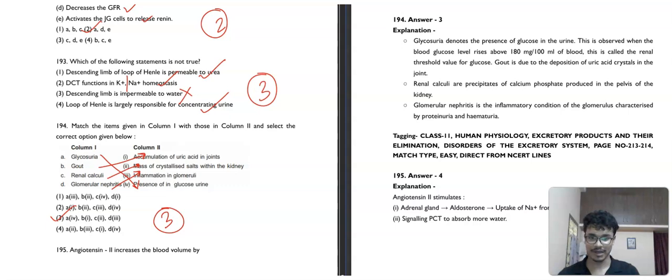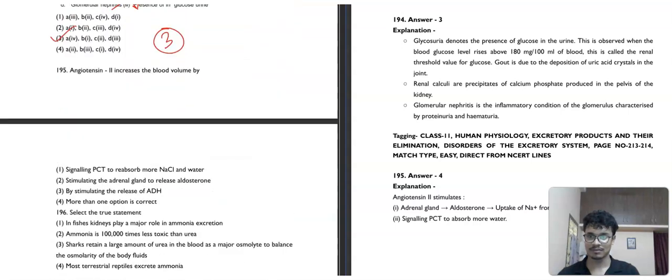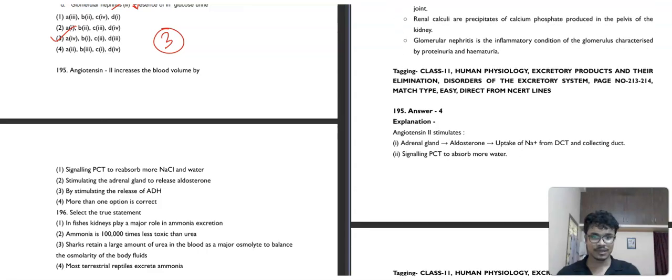Then question number 195. It is saying that angiotensin 2 increases the blood volume this way: it stimulates the adrenal gland, then aldosterone, then uptake of Na plus occurs from the DCT and collecting duct, and the DCT absorbs more water. Okay, so you can have many options. The fourth option will be the correct answer, but more than one option is correct. We just explain this.